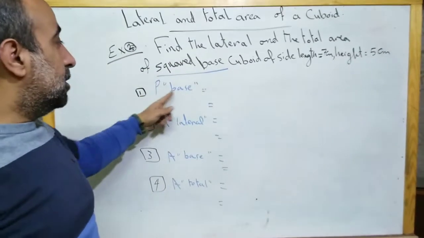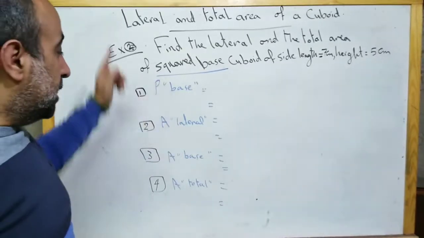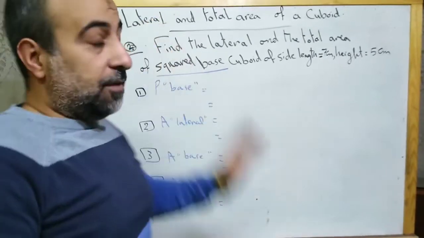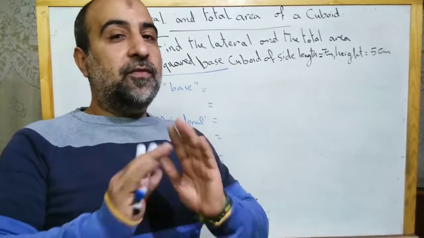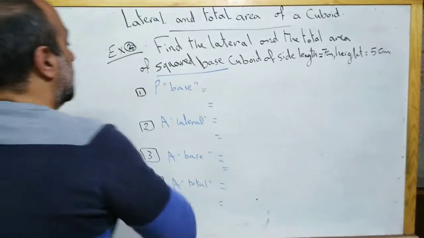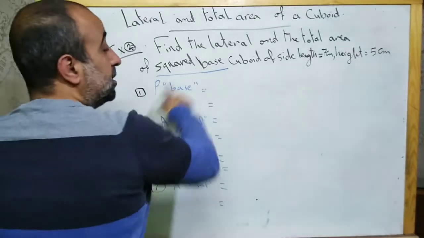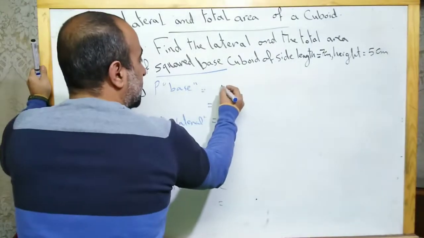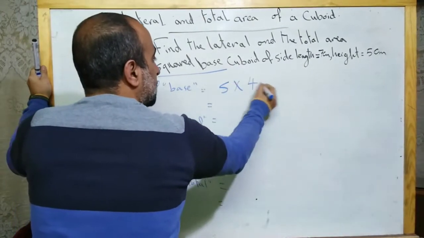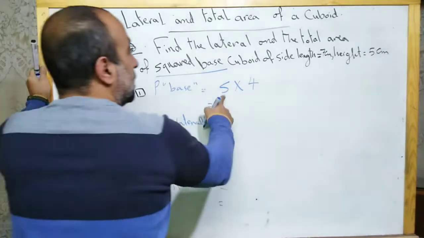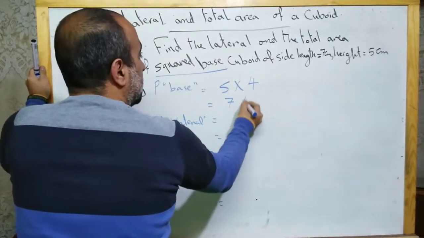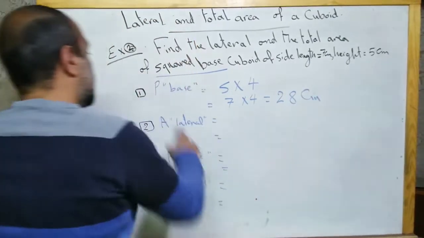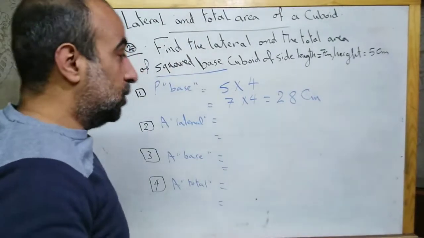Perimeter of the base. Lateral area. Area of one base. And finally the total area. Right. First, we will write the rules of each step. Perimeter of the base. The base is in the shape of a square. Therefore, the perimeter of the square is side length times 4. Make the substitution. Side length equals 7. 7 times 4 equals 28 centimeters. Just centimeters because it's a perimeter, not square centimeters.